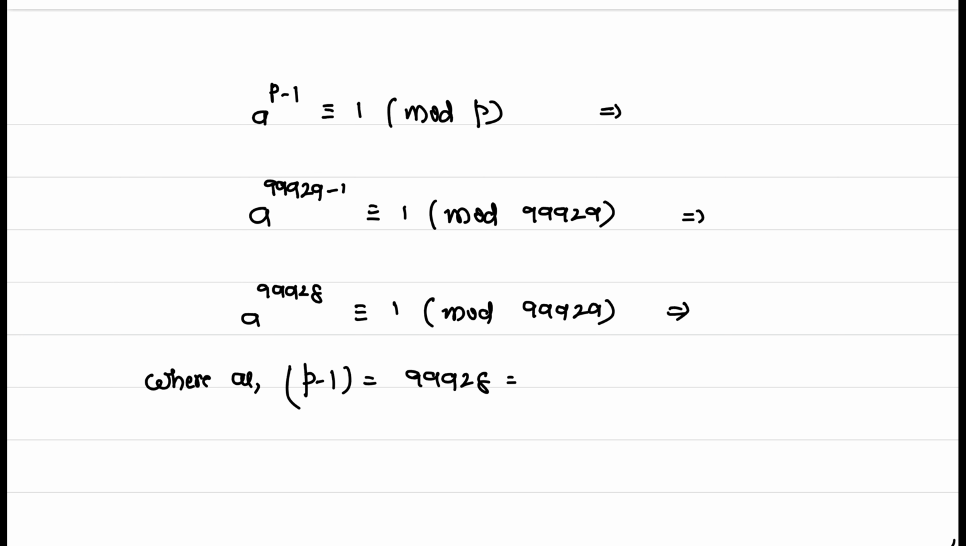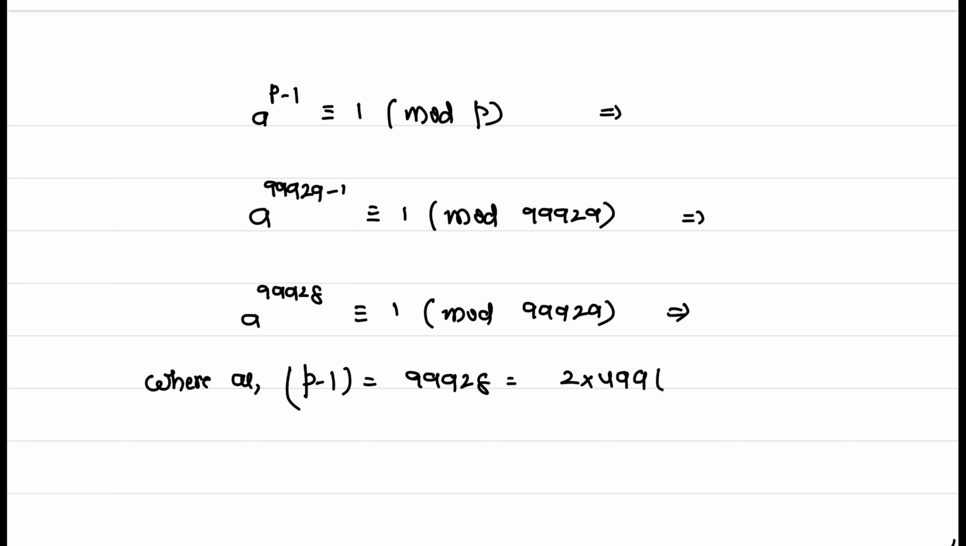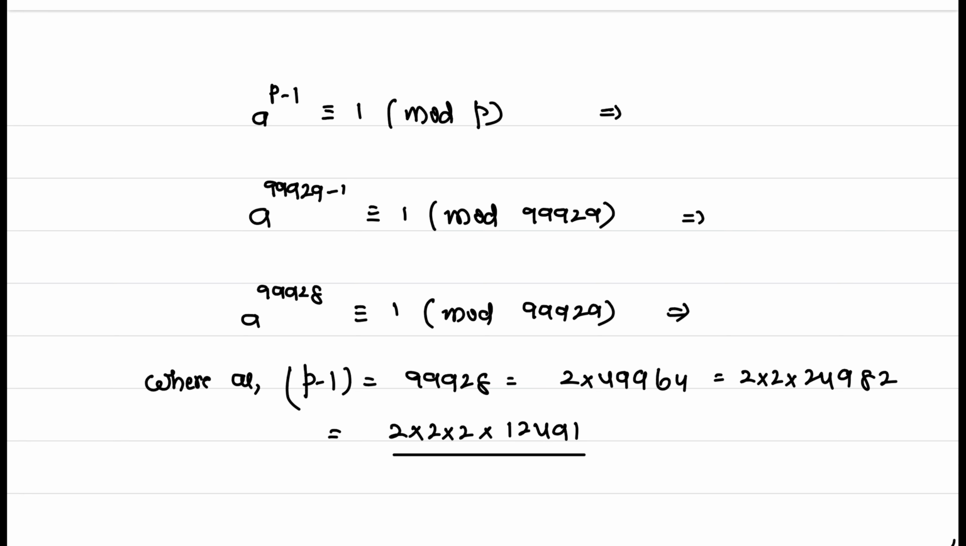Is 99928 divisible by 2? Yes. 2 into 49964, again it is divisible by 2. 2 into 2 into 2, 4982, again it is divisible by 2. 2 into 2 into 2 into 12491. These are the factors for p minus 1.